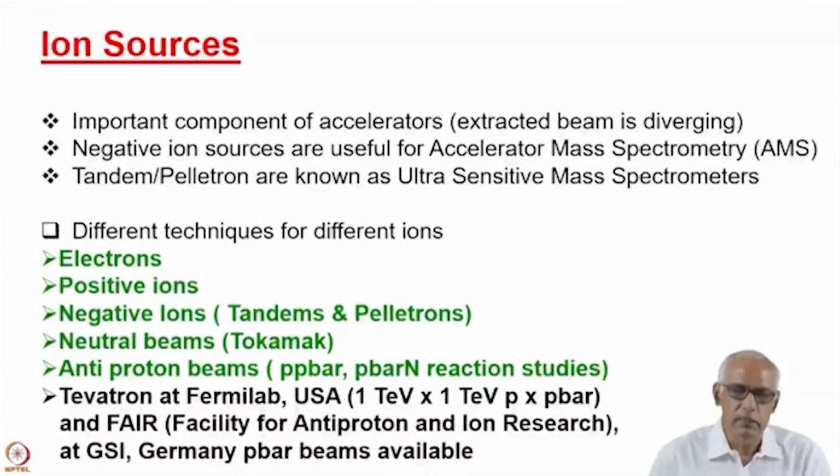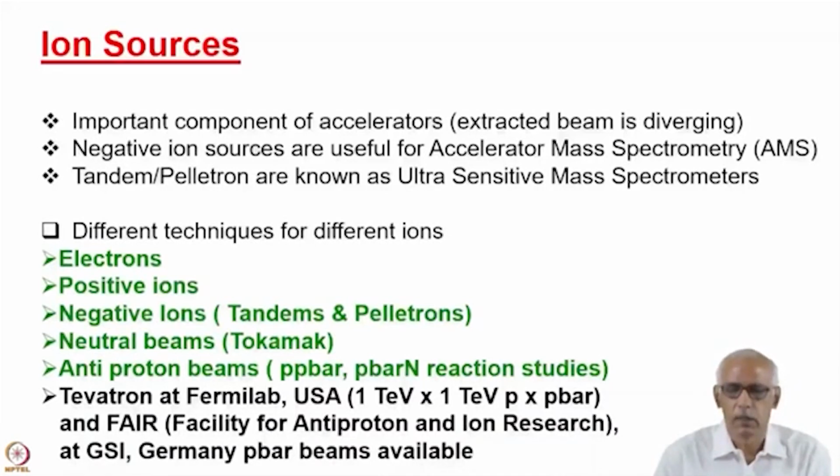The ion source is, as I said, a very important component. In fact, 80% of downtime in any accelerator is because of malfunctioning of the ion source. Therefore, it has to be properly designed, built and tested before it is installed in the accelerator. In earlier lectures, we have discussed different kinds of ion sources, and they are very important not only in basic research but also in applied research.